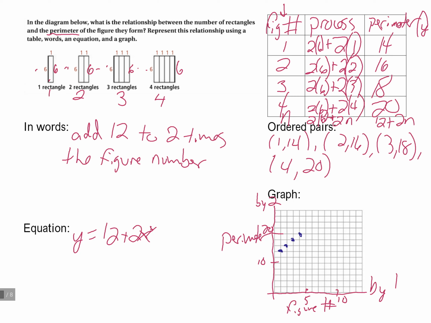Okay? So it said represent using a table. We did. Words. We did. Equation. We got it down there. And a graph. We just did that. So we're done. Okay? So we'll stop there for this one, and we'll pick it up next time.